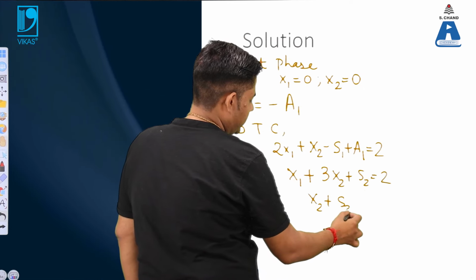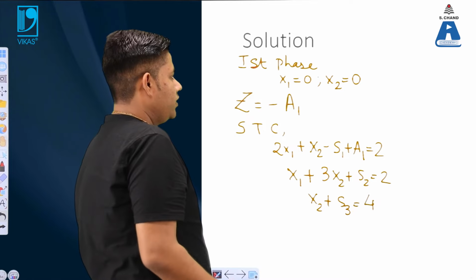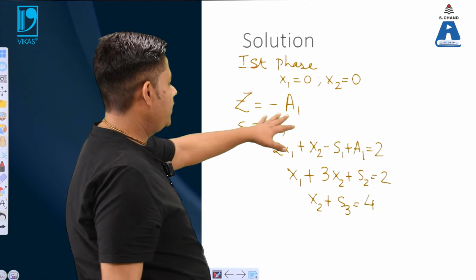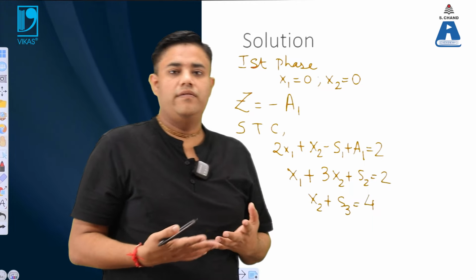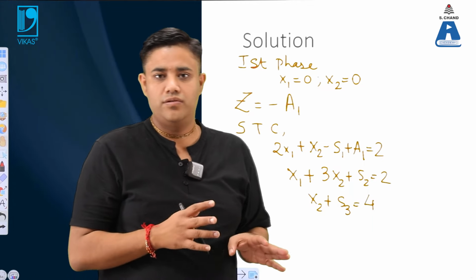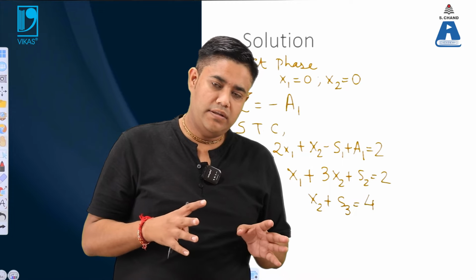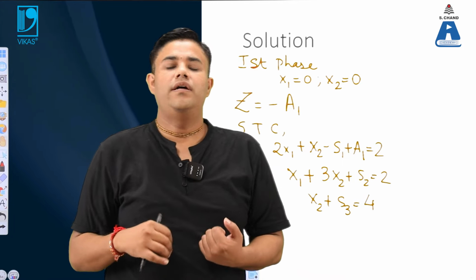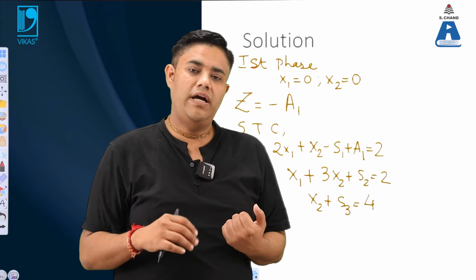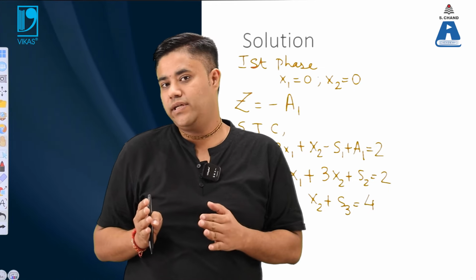x2 plus s3 equals 4. Now what is required in the first phase, you have done this, and our idea of incorporating the first phase like this is to convert this particular set into the simplex form. That means in the simplex method we had only those less than type constraints.